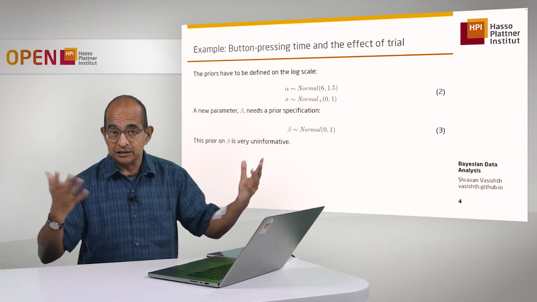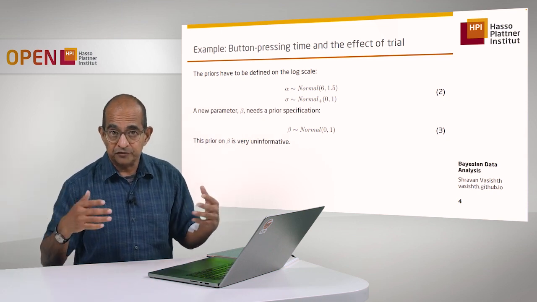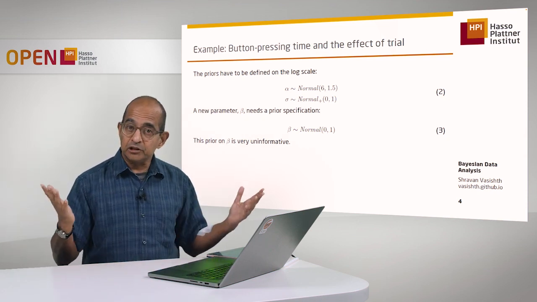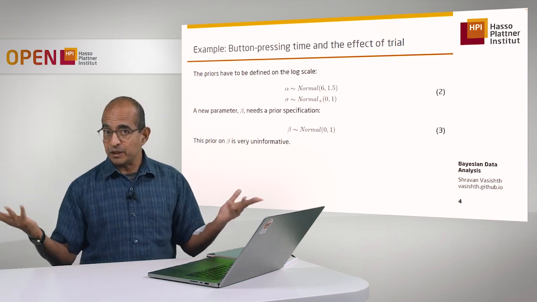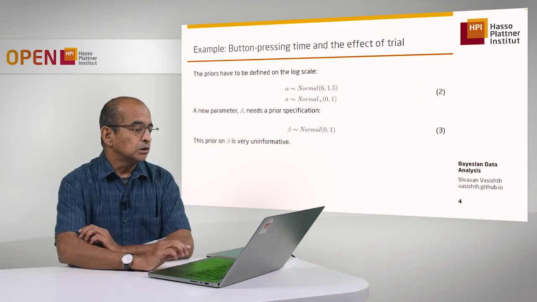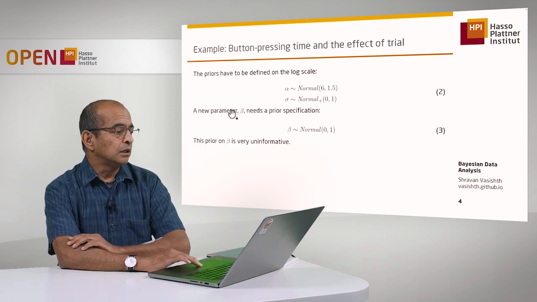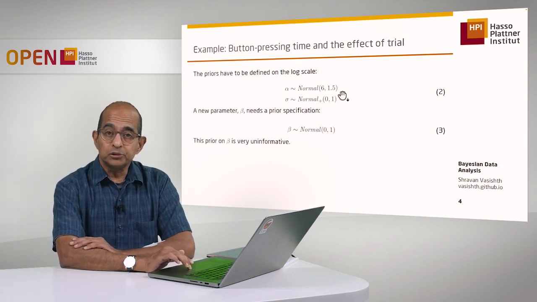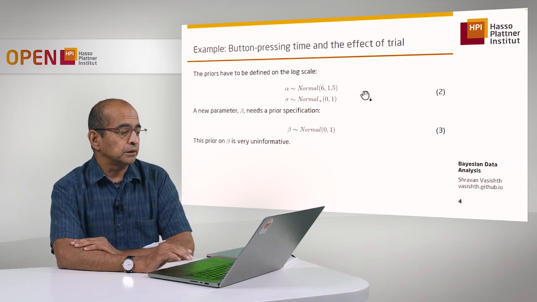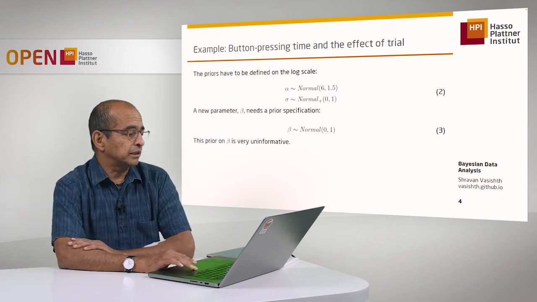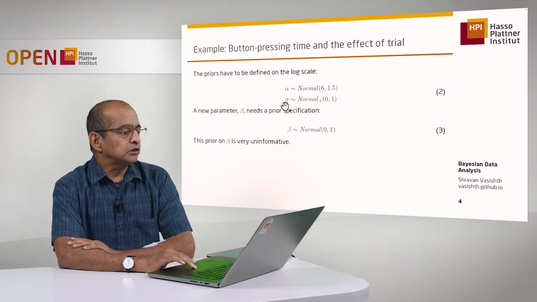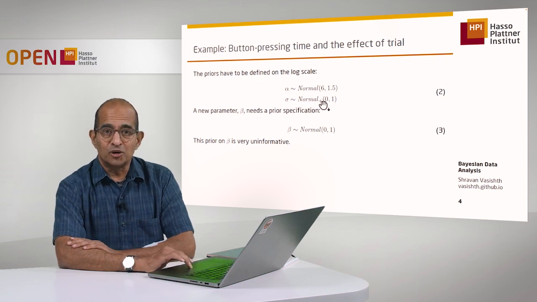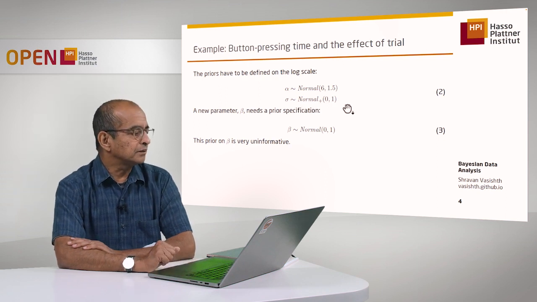Because I've been doing research on reading, for example, for decades, and so I have a pretty good idea what a plausible range of button pressing times is going to be, right? So I use that knowledge to decide what prior to use, but you could use a more uninformative prior here and see what happens. It's a good exercise to try that, okay? And similarly for sigma, I'm going to define a standard normal prior, mean 0 standard deviation 1, right?